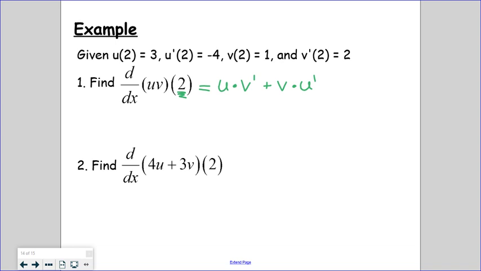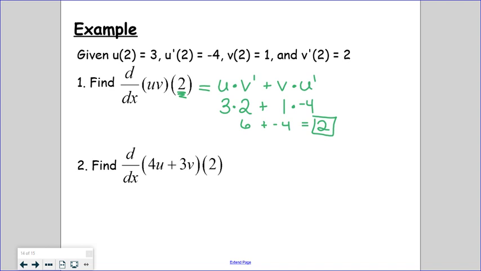So u's value at 2 is 3. The derivative of v at 2 is 2. v of 2 is 1. And the derivative of u at 2 is negative 4. So then I just replace each of those with their correct value, simplify, and we get an overall answer of 2. Okay. Questions on that?